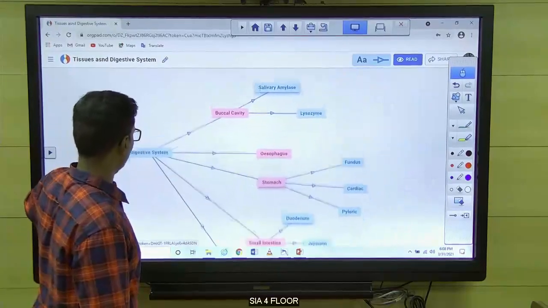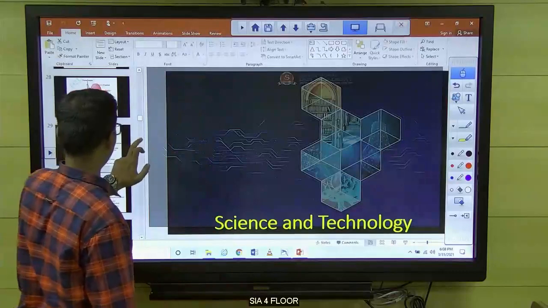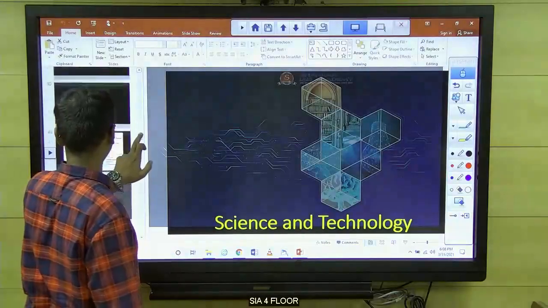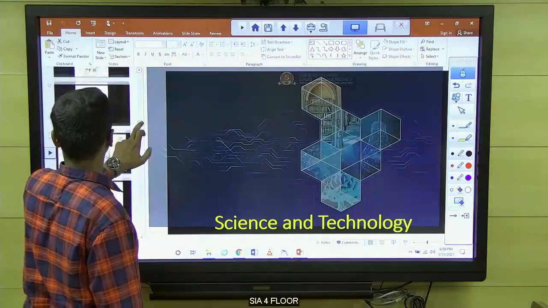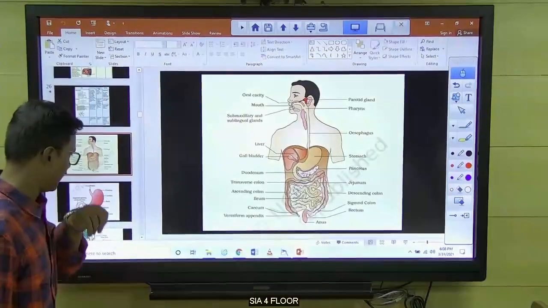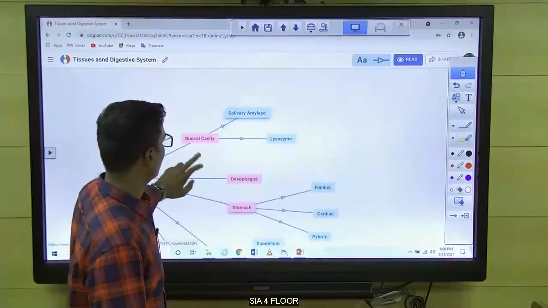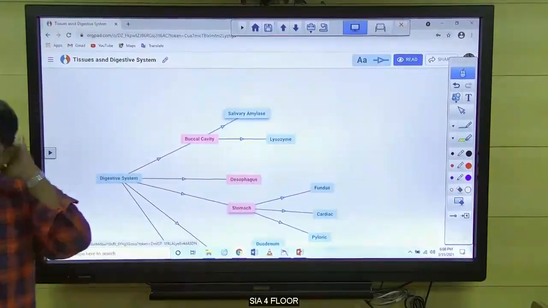So starting with the digestive system, it starts at the buccal cavity. That is the mouth region. It's called as buccal cavity. Good. So once we start eating food, the digestion starts at mouth. I repeat, the digestion starts at mouth because the mouth secretes two important things.